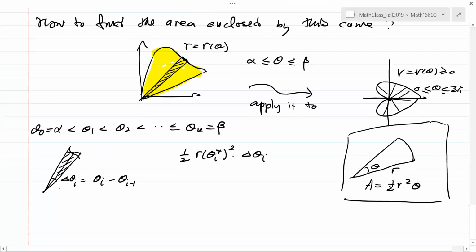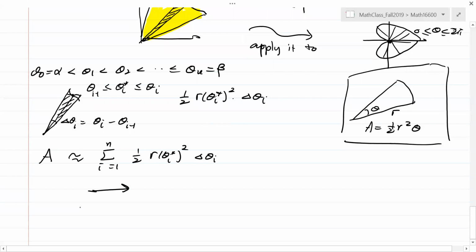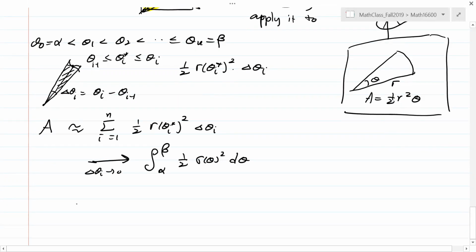So for that particular problem, you can approximate using this sector. The angle is delta theta i, and the radius is approximately r of theta i star, where theta i star is an arbitrary point in that subinterval. So the area is going to be approximated by this Riemann sum. If you take the limit as n goes to infinity and all delta theta i go to 0, this Riemann sum approaches the integral, and delta theta becomes d theta. So we got the area formula. Simple formula. Great.